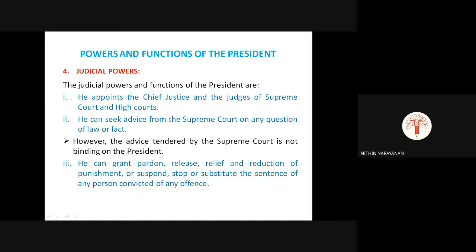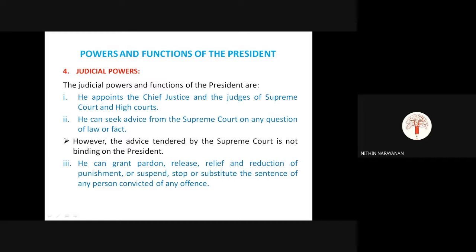Then come the judicial powers of the president. What are the different judicial powers of the president? We know that the main judiciary of the country is the Supreme Court of India, and then come the High Courts as the other courts. The judicial powers and functions of the president are: he appoints the Chief Justice and the judges of the Supreme Court and High Courts. So he has the power to appoint them. He can seek advice from the Supreme Court on any question of law or fact.